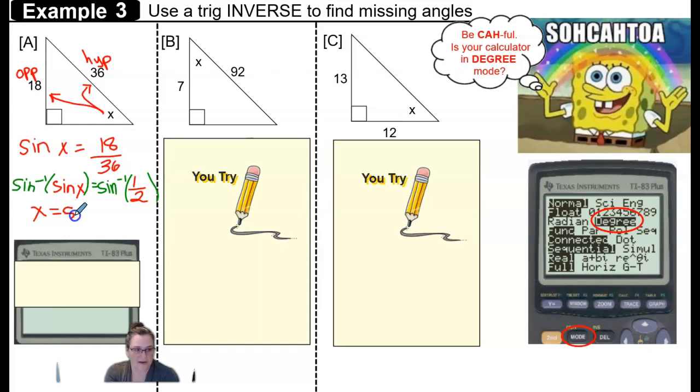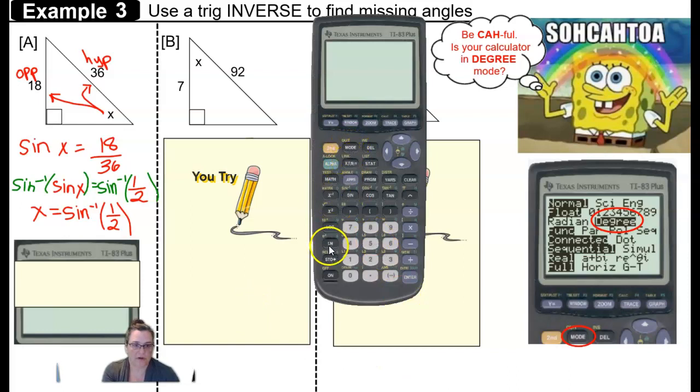And so x is exactly equal to the arc sine of 1/2. Since we're working with triangles, we're going to be using degrees as our units. So we want to go to the mode and make sure that we're in degree mode. In degree mode, we're going to do second sine to get the arc sine.